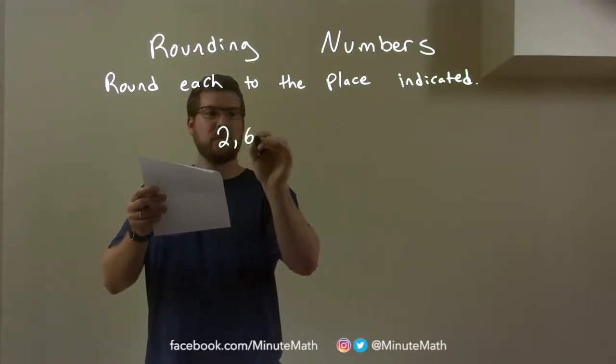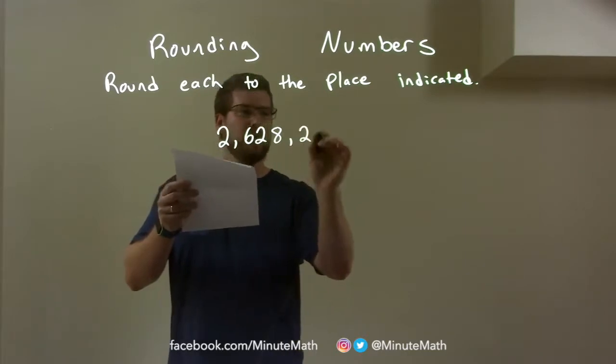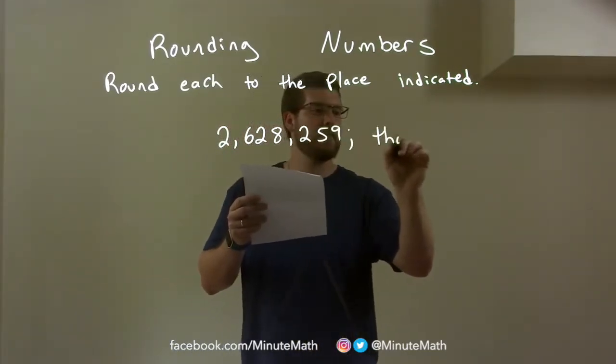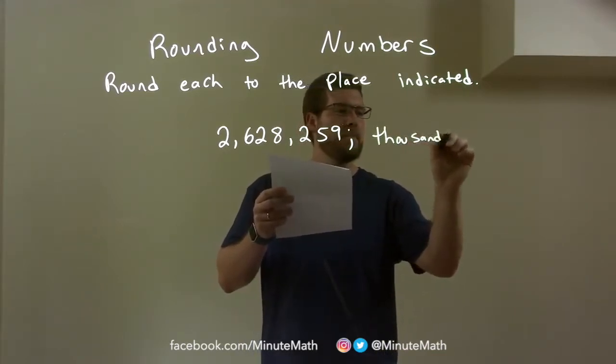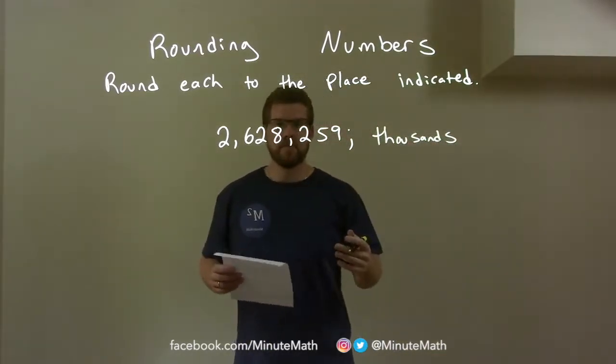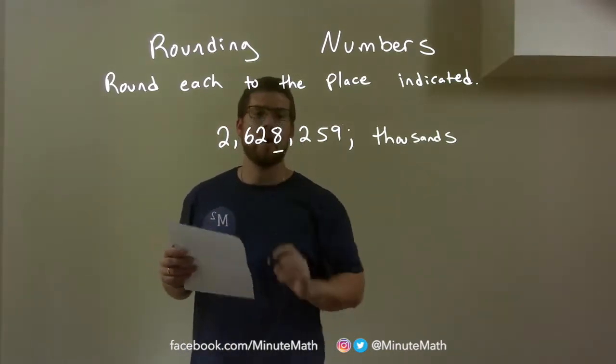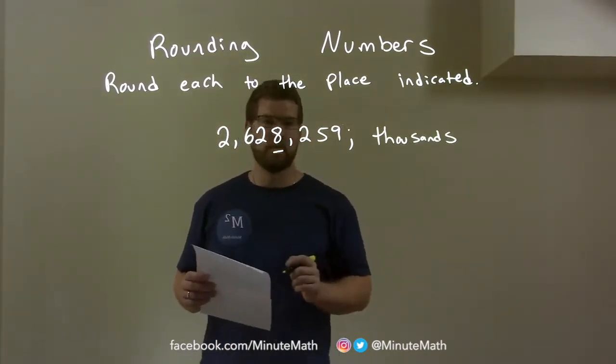2, 6, 2, 8, 2, 5, 9. And we're rounding in the thousands. Okay, rounding in the thousands. Well, the thousands place, okay, excuse me, on the mark is right here on that 8. That's the thousands place.